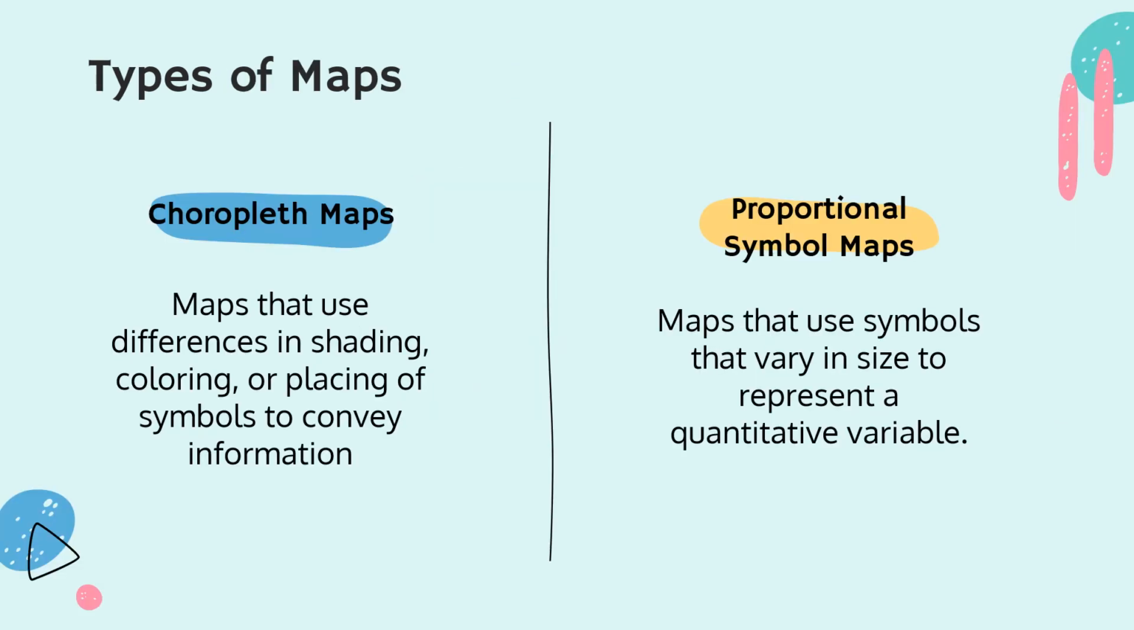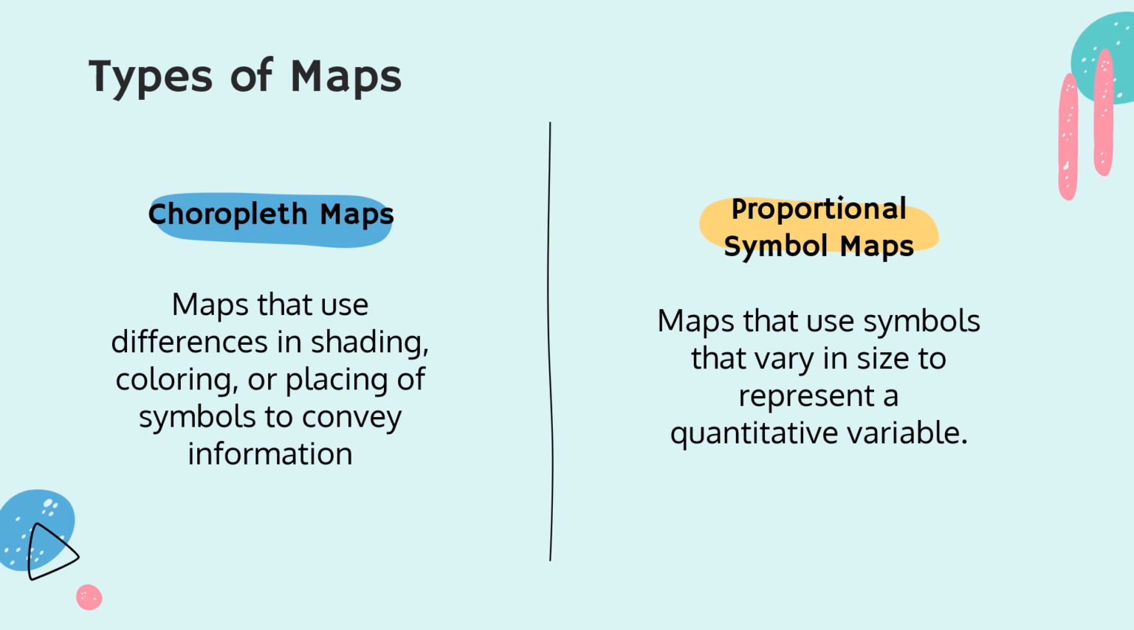All right, the two types of maps we've been looking at today are choropleth maps and proportional symbol maps. Choropleth maps use differences in shading, coloring, or placing of symbols to convey information. So really, in sources 12 and 13, the darker the color got, the more intense it was. Proportional symbol maps use symbols that vary in size to represent a quantitative variable.